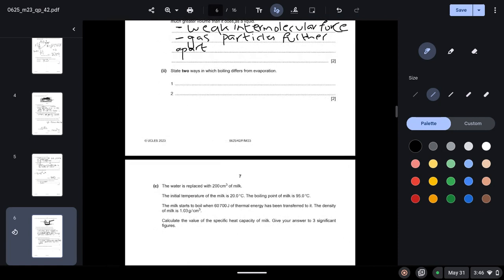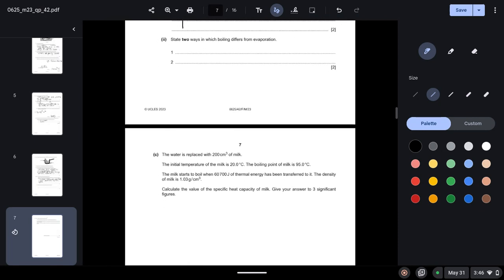State two ways in which boiling differs from evaporation. Well, we know that boiling occurs at fixed temperature, whereas evaporation can occur at any temperature, and in evaporation only the particles with the most energy are released, whereas boiling occurs throughout the liquid.